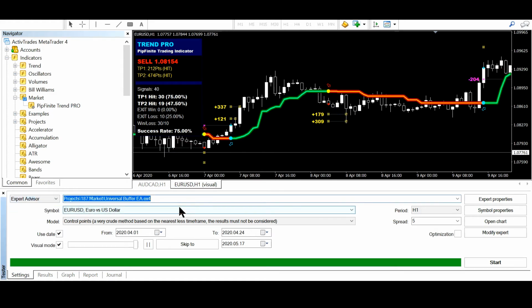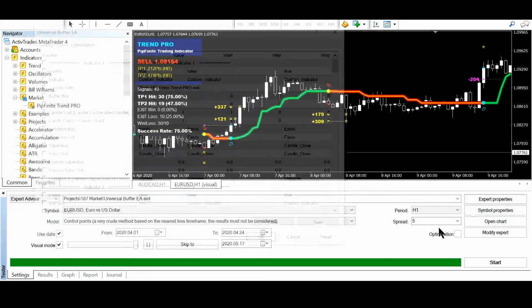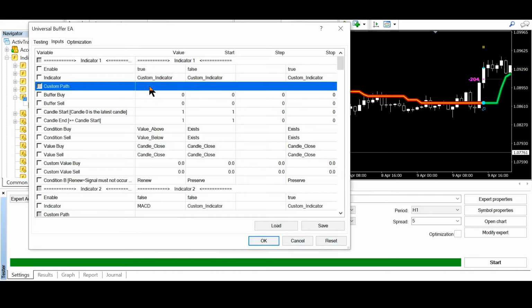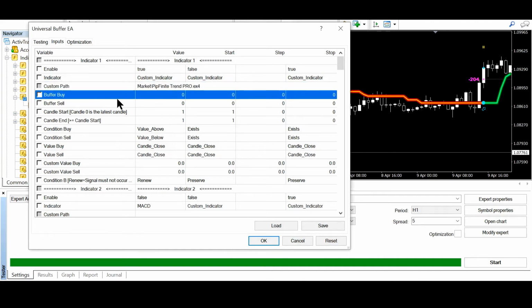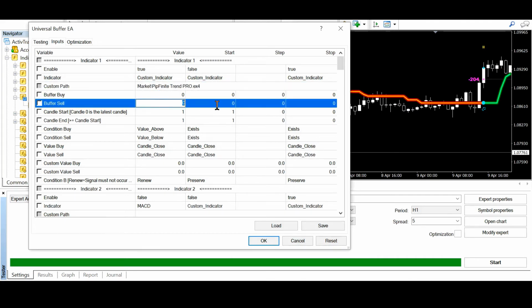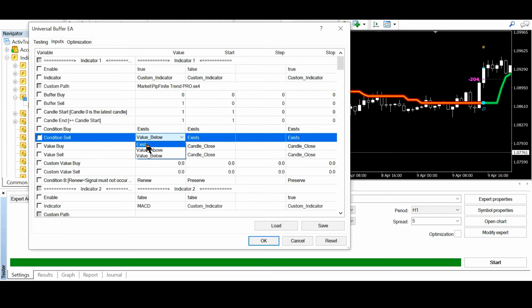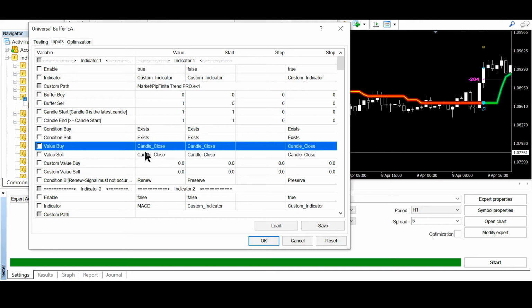Now I go to Expert Advisors, but before I do that I have to copy the path. Go to Expert Advisors and select Custom Indicator, paste the path here, buffer buy is 0, buffer sell is 1, and now I select exists, so the condition: the line here must exist to make a signal valid, and we can ignore the last 4 inputs.